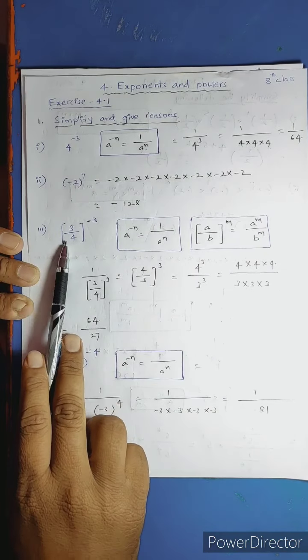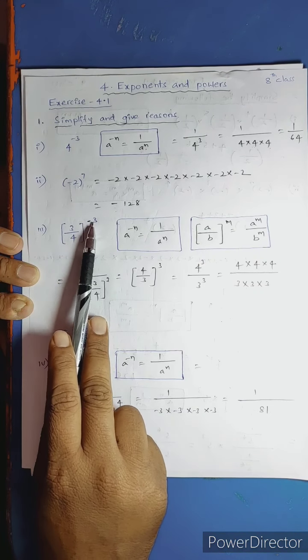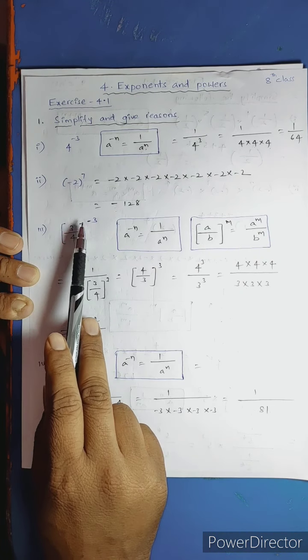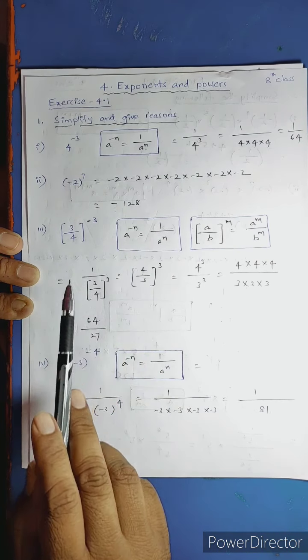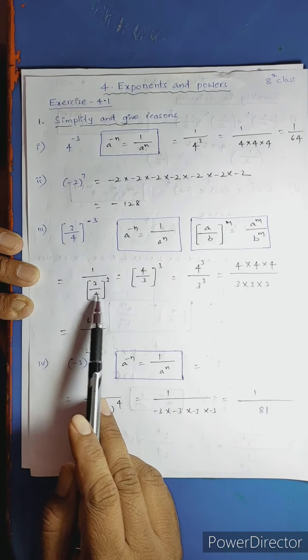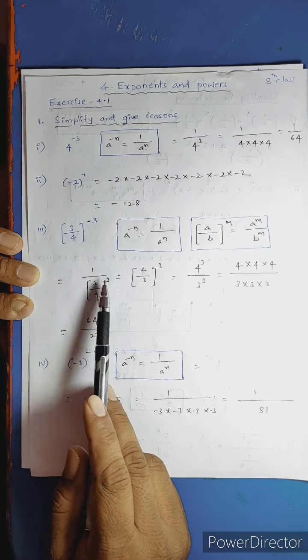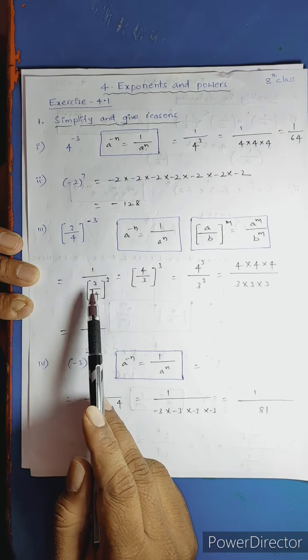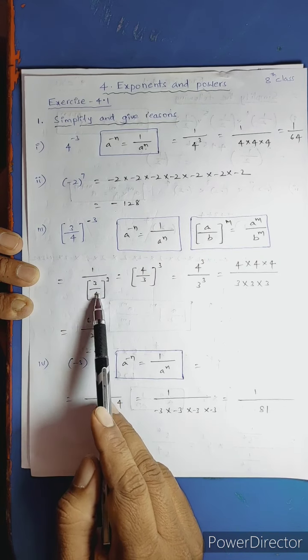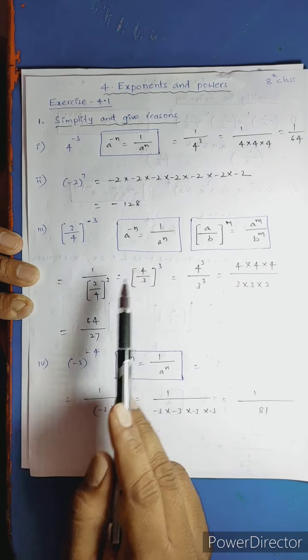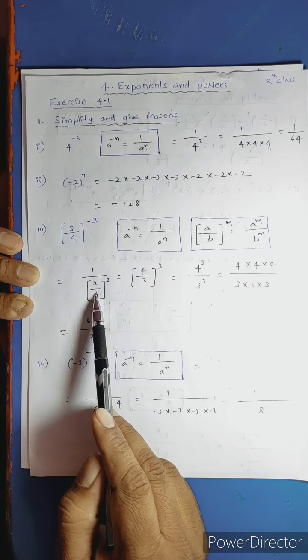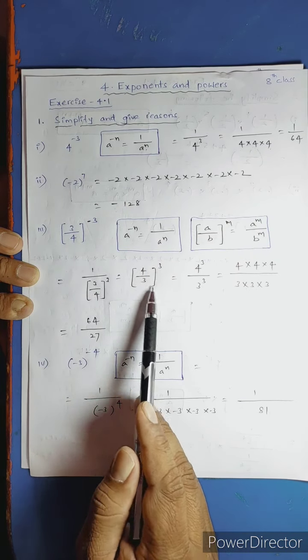Now next, 3 by 4 whole power of minus 3. Again, a power of minus n is equal to 1 upon a power of n. So 1 by 3 by 4 whole cube. Whenever you observe a fraction in the denominator place, write that fraction in the numerator place as its reciprocal. 3 by 4 changes to 4 by 3 whole cube.